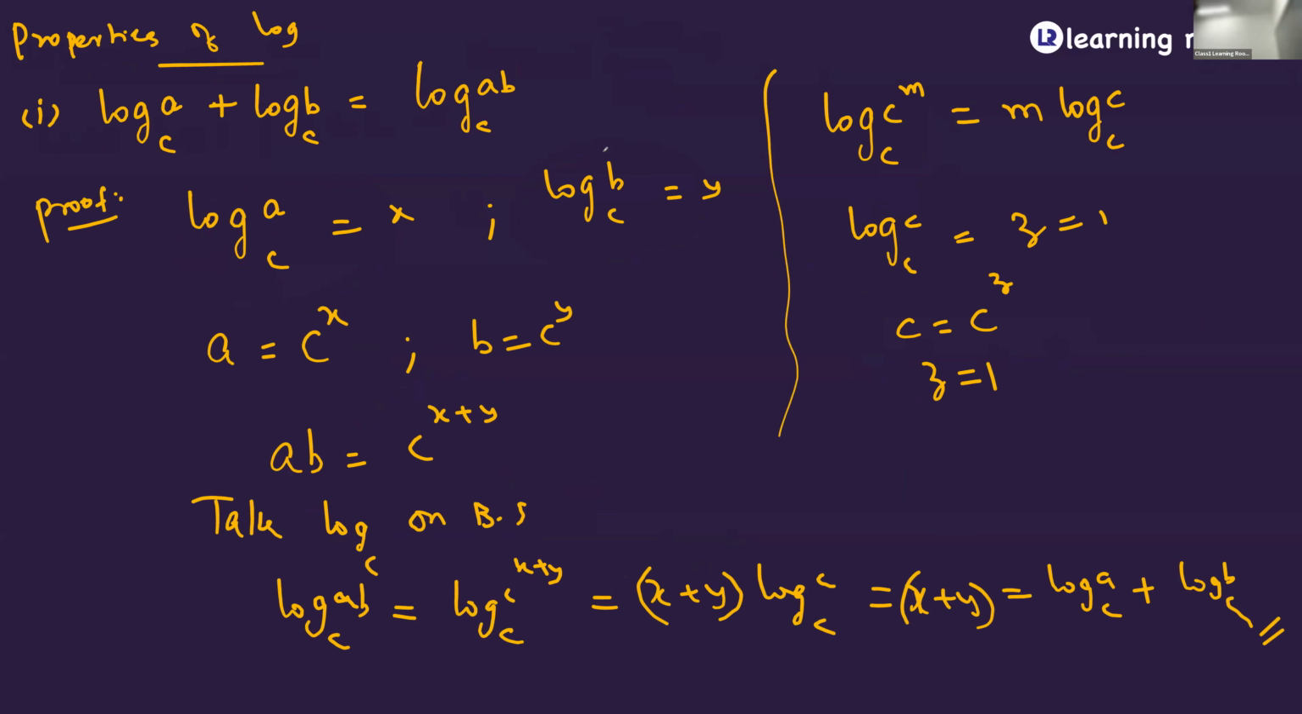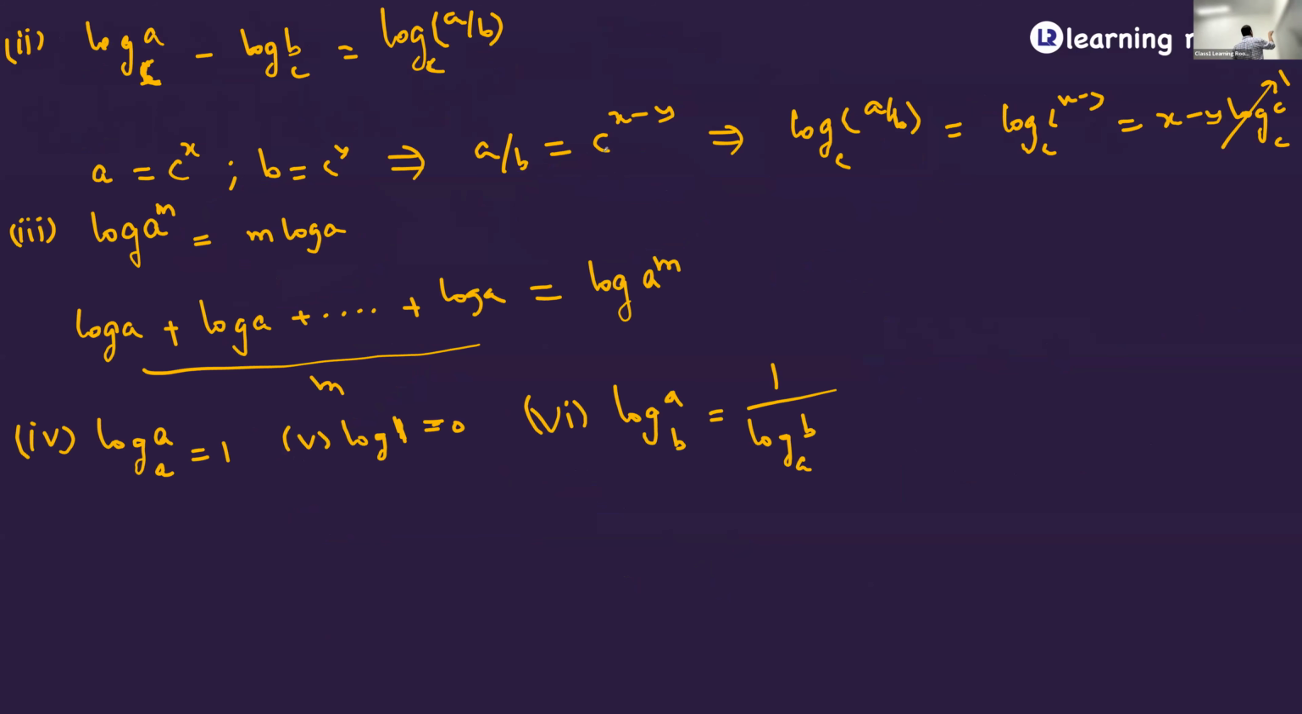Then we saw some properties. What are they? Log a plus log b with the same base c is going to be equal to log of ab base c. So log of a base c, if you take it as x, and log of b base c, you take it as y, a will be equal to c power x, b will be equal to c power y. Then when you solve it, you will be able to prove that identity. This is the first one. Second, log a base c minus log b base c is going to be log of a by b base c, right? Similarly, log of a power m is going to be equal to m log a.